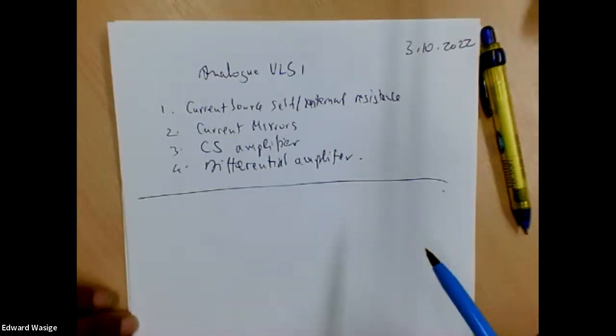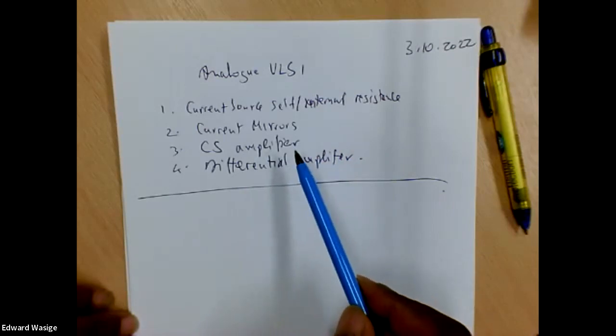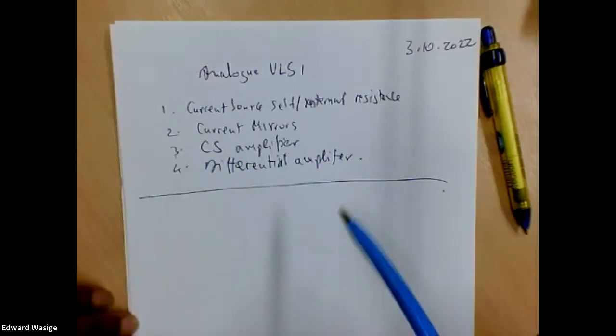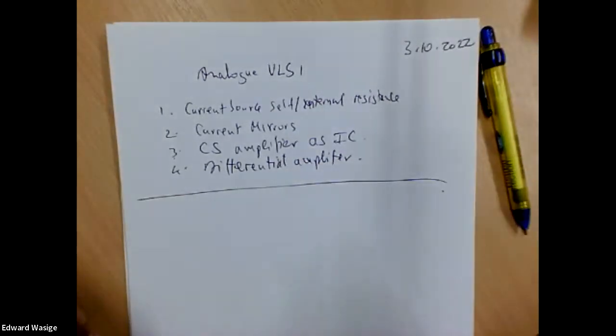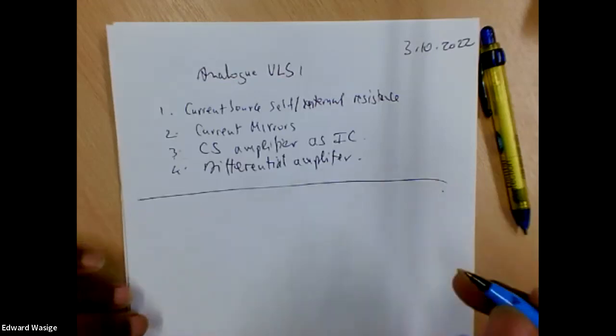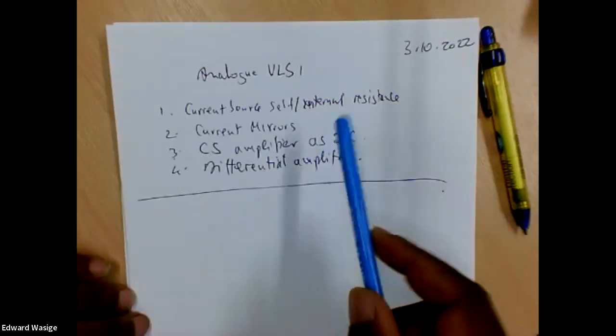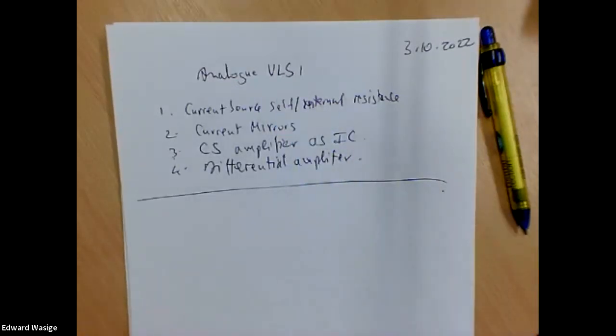The plan for today, the main thing, is to look at number 3, a common source as an amplifier. We looked at this in the face-to-face lecture on Wednesday, so today we'll complete that. For us to be able to do that, we need to know what current mirrors are, so we'll do that first. And once we've done that, we should be able to introduce the differential amplifier, which is key to VLSI design.